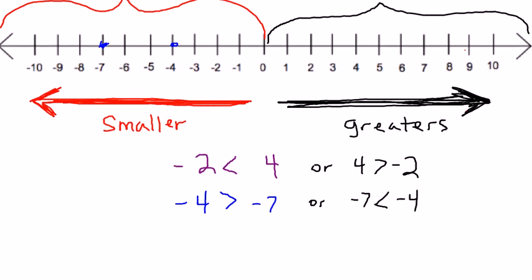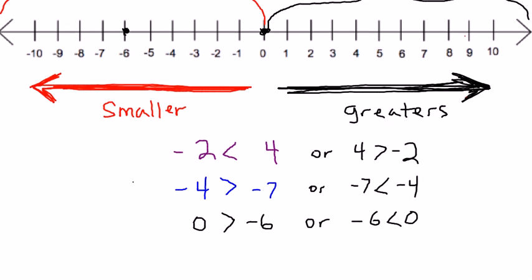Let's try one more. Let's compare 0 and -6. 0 is located right there, -6 right there. When comparing 0 and -6, 0 is located to the right of -6 on the number line. So 0 is the greater of the two integers. So 0 is greater than -6, or we can say that -6 is less than 0. We're saying the same exact thing, two different ways.